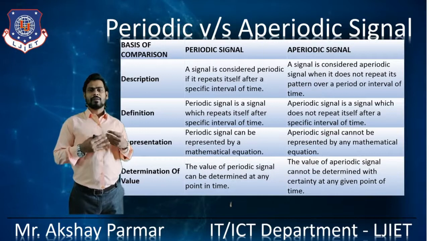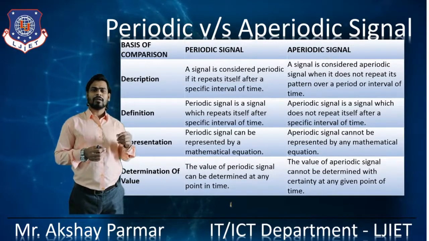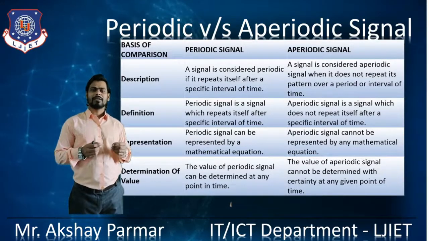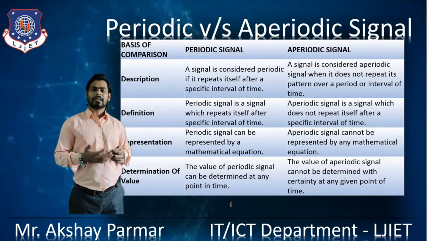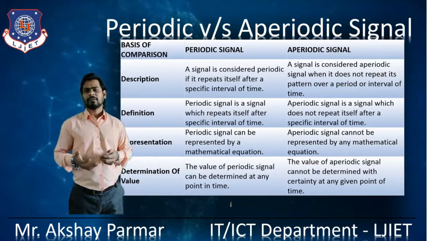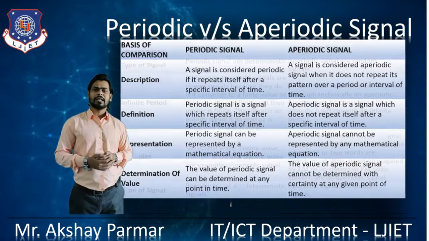But when we are working with aperiodic signals, we cannot determine the value at a particular time, at a given point of time, as an aperiodic signal is not repeating itself over time. So the measurement over any given time interval is an easy task for periodic signals, and it is complex for aperiodic signals, right?